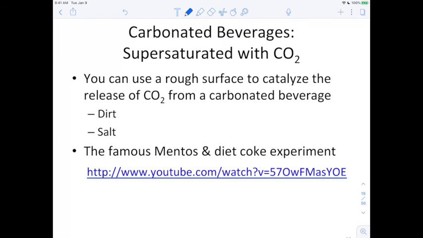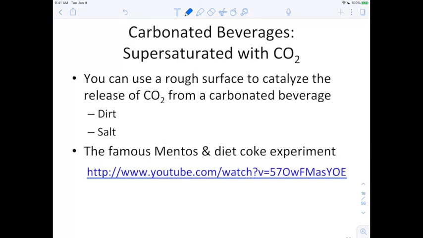So carbonated beverages, they're also super saturated with CO2. So carbonation means it is super saturated in CO2 by definition. So you can use a rough surface to catalyze the release of CO2 from a carbonated beverage. You could throw in some dirt or some salt, and I know it sounds horrible, you take your favorite beverage and throw in dirt or salt, but it is very interesting what's going to happen. It will cause crazy bubbling.